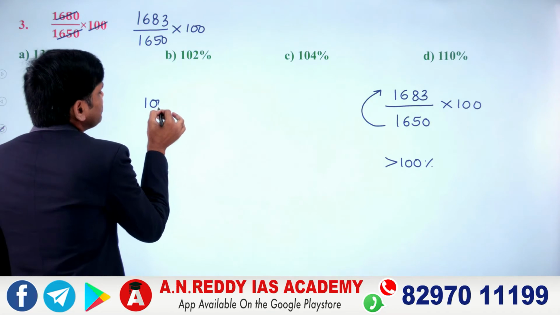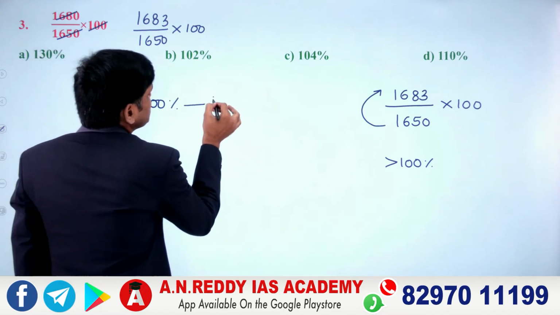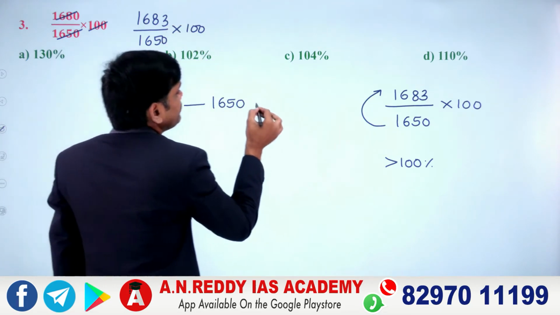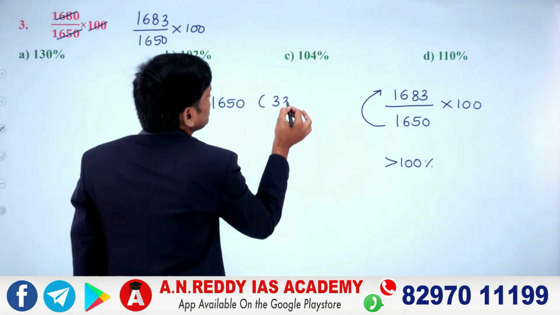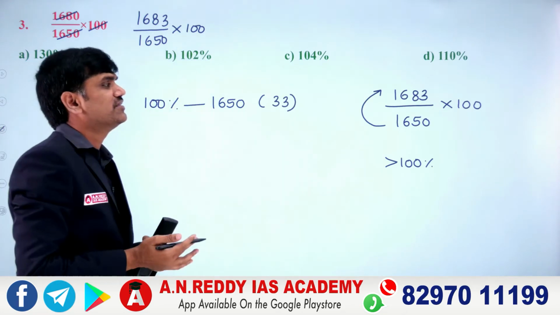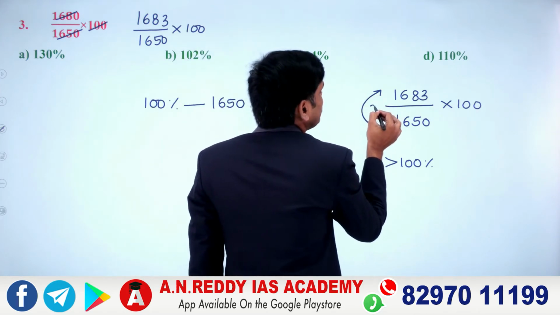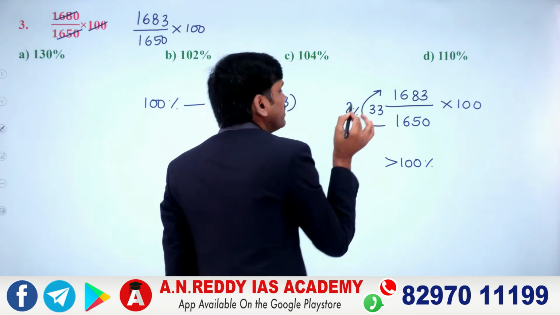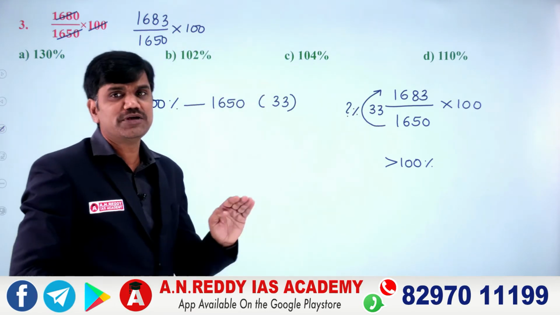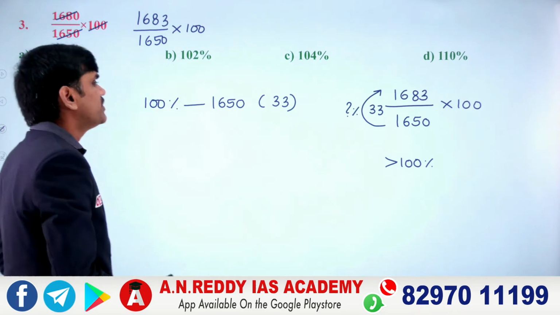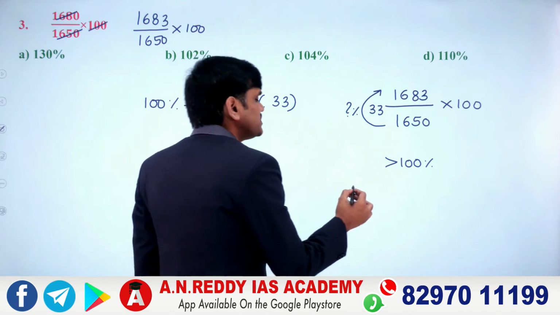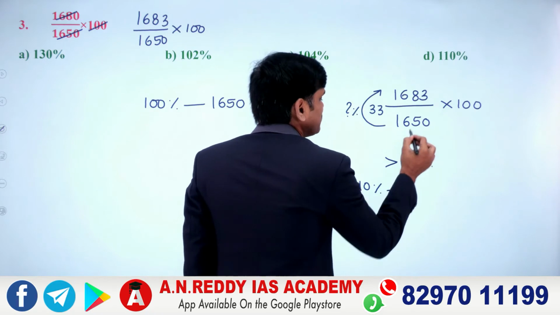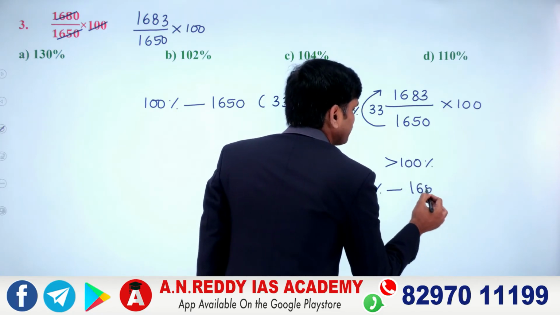So 100% of 1650 will be 1650 only. To go from 1650 to 1683, I need to travel how much? 33 more. I need to add 33 to reach there. So I need to add 33 means by percent how much I should go ahead. By percent, can I go by 10%? Can I add 10%? 10% is how much, dear? 10% of 1650 is 165.